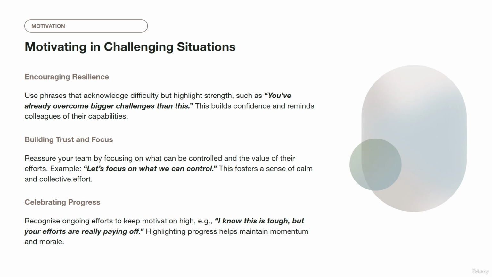Building trust and focus. Reassure your team by focusing on what can be controlled and the value of their efforts. For example, let's focus on what we can control. That's a good phrase to reset and focus priorities. Celebrating progress, so maybe not complete success, but celebrating small milestones. Recognizing ongoing efforts. I know this is tough, but your efforts are really paying off. Highlighting progress helps maintain momentum and morale. So you look for opportunities to recognize and praise small goals, small steps.